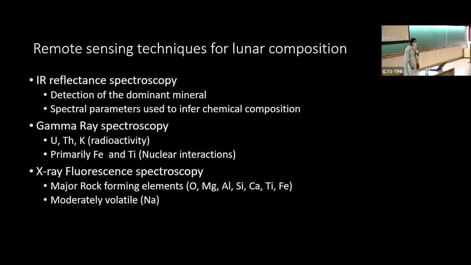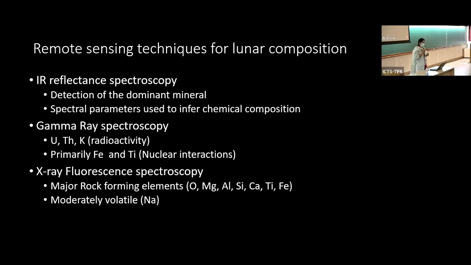The IR reflectance spectroscopy, where you look at the reflected sunlight from the surface of the moon, and there are certain features that tell you about what kind of transitions are happening, which will help you detect the dominant mineral. The spectral parameters are often used to infer the chemical composition.